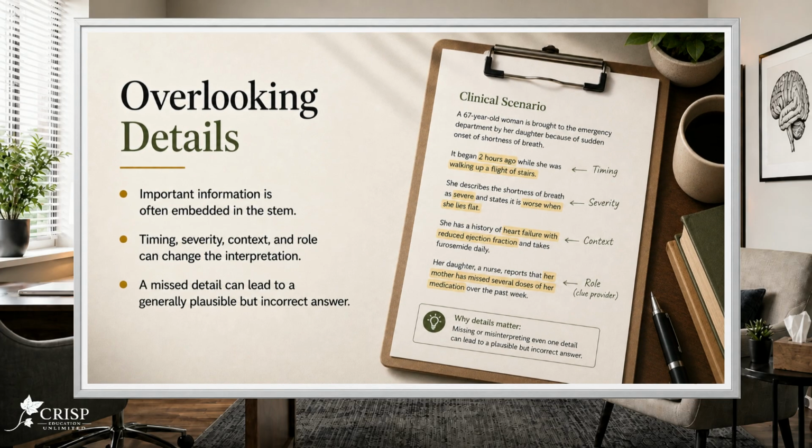Another pattern involves overlooking details in the question. Important information is often embedded in the scenario, and this information is there to guide your decision. A single detail, such as timing, severity, context, or role, can change the interpretation of the situation. When this detail is missed, it is easier to select an answer that fits a general idea, but does not align with the actual case.